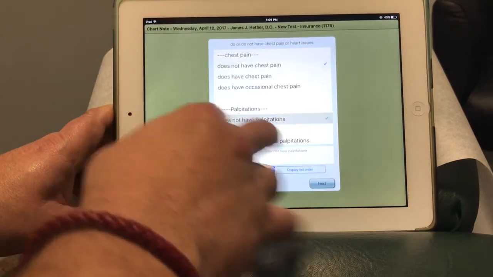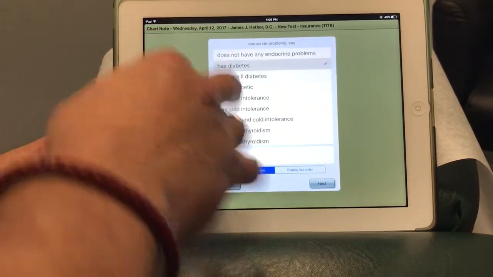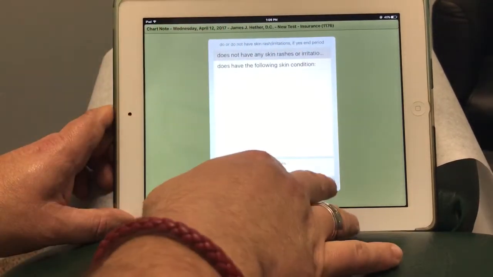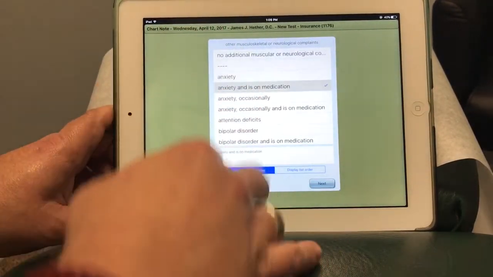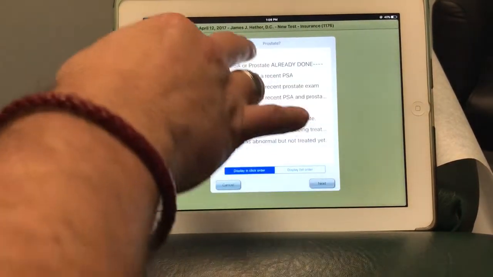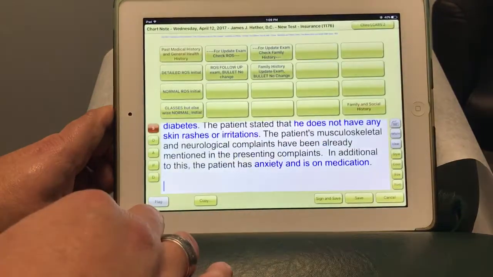Does not have any chest pain, no heart palpitations, and again they do have diabetes. From there, we can ask if there are any skin irritations or lesions. We can say no. We can say they do have anxiety and they're on medication for this. And again, we're not going to ask questions regarding mammograms or prostate exams because of the person's age.